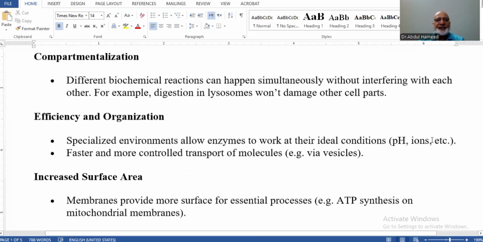Then comes the efficiency and organization. Specialized environment allows enzymes to work at their ideal condition. For example, they need special pH and ionic conditions, faster and more controlled transport of molecules, because we know that in case of endoplasmic reticulum, there is vesicle formation, and those vesicles get entry into the Golgi complex area, and they get merged with the cisternae of the Golgi complex.